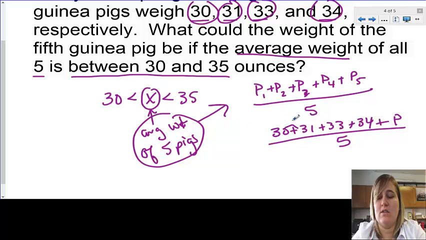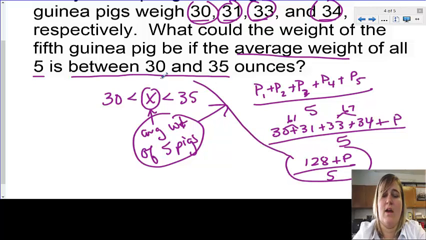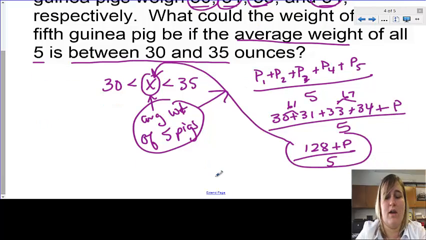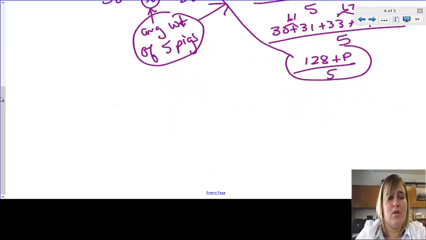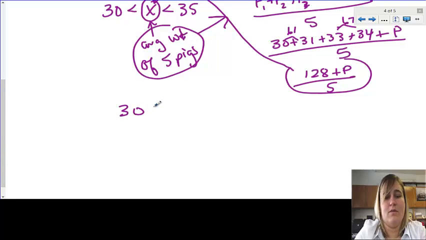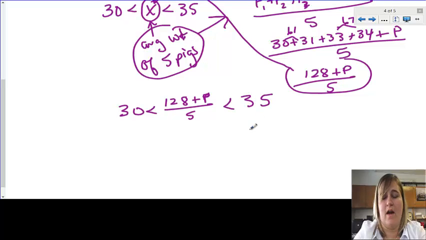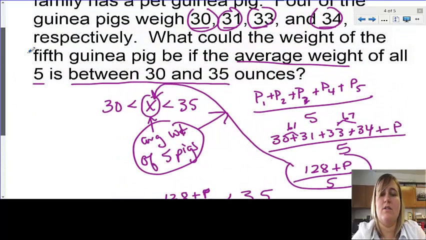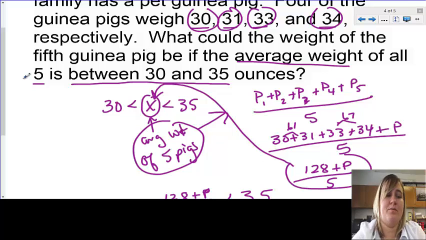So if I add these together, this gets me a 61, this gets me a 67. So I get 128 plus p over 5 is going to give me the average. This is what I have to plug in here. So I have 30 is less than this amount, which is the 128, plus the 5th pig, that's a p, over 5, which is less than 35. So on that, let's see what it actually asks for. So it says, what could the weight of the 5th pig be?